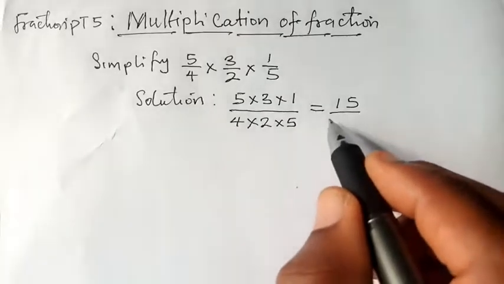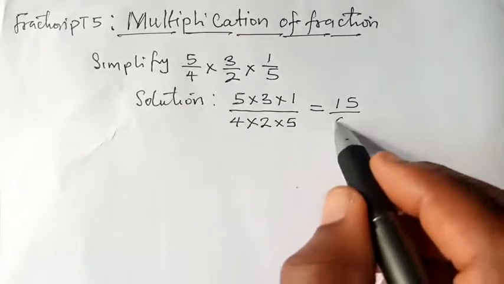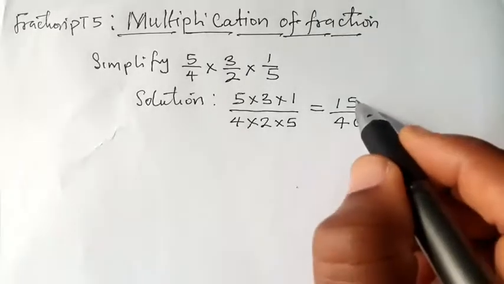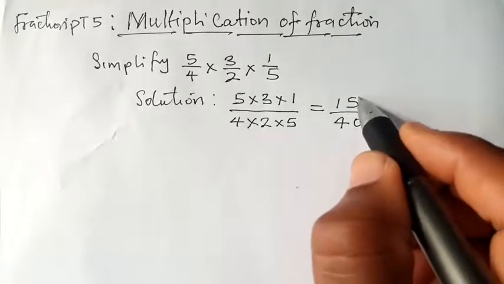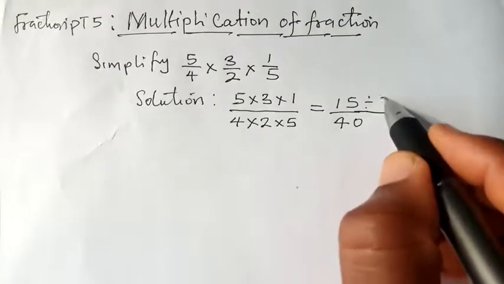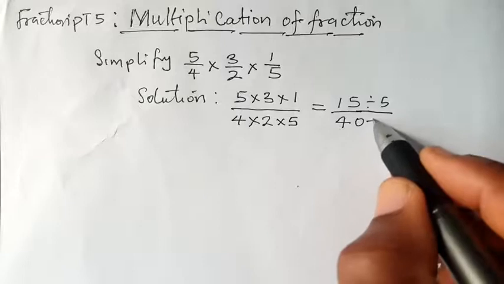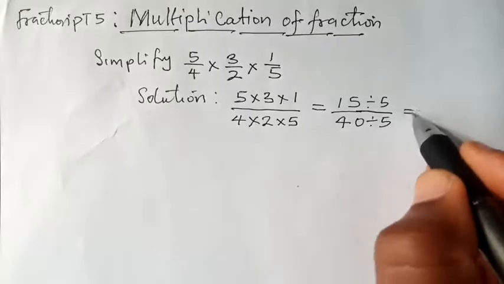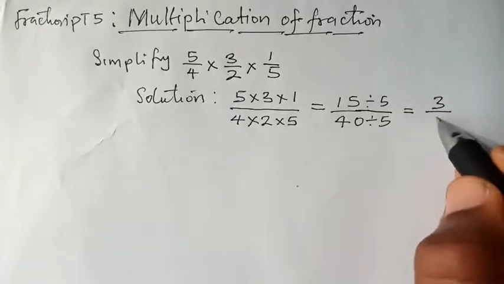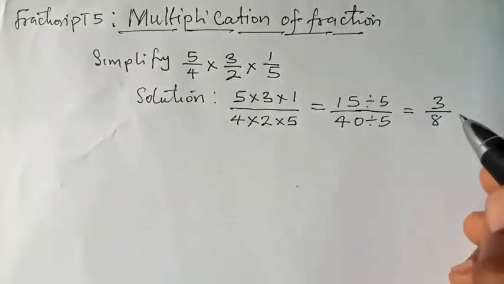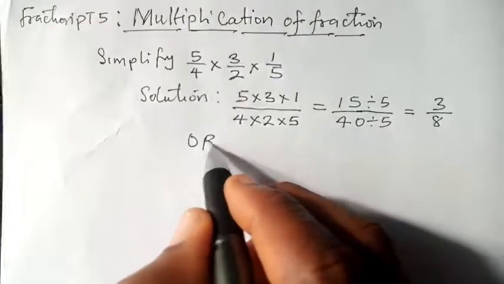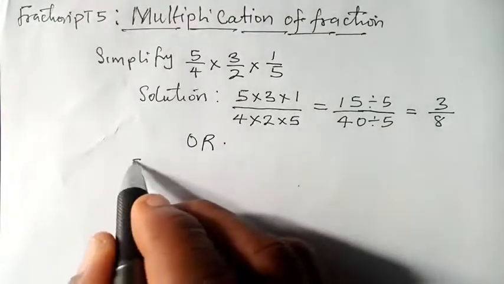5 times 3 is 15. 15 times 1 is 15. 4 times 2 is 8. 8 times 5 is 40. But that's not enough, because there are things that can divide 15 and divide 40. That is 5. 15 divided by 5 and 40 divided by 5. 15 divided by 5 is 3. 40 divided by 5 is 8. That is the answer. Then there are other ways too we can solve this.